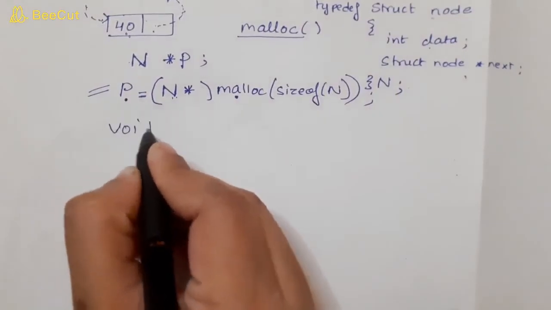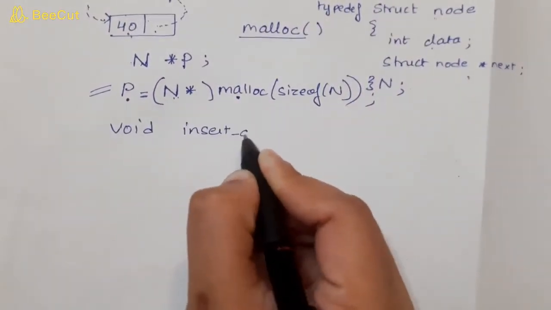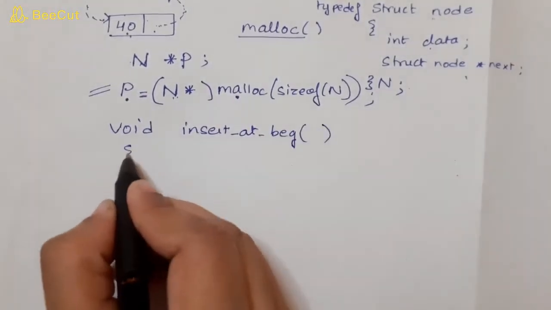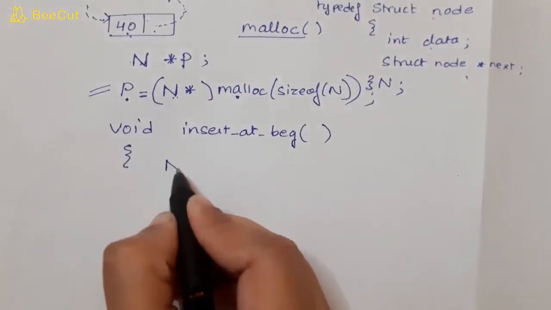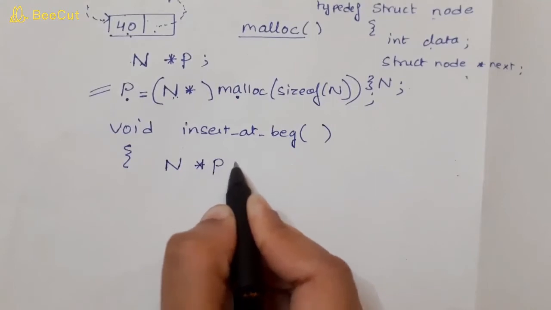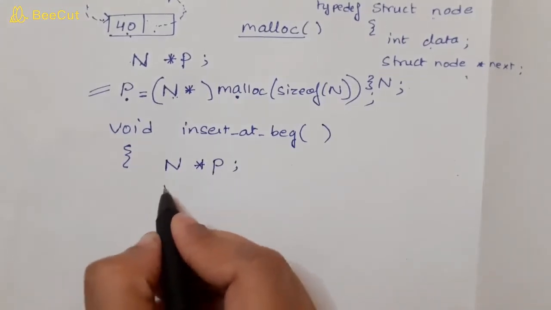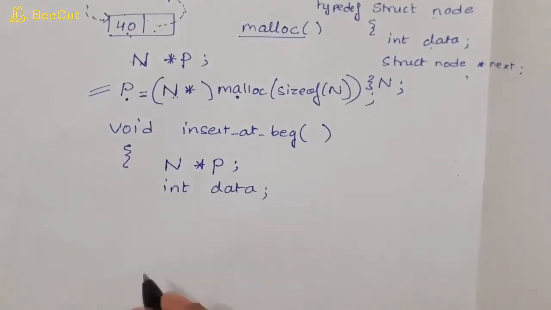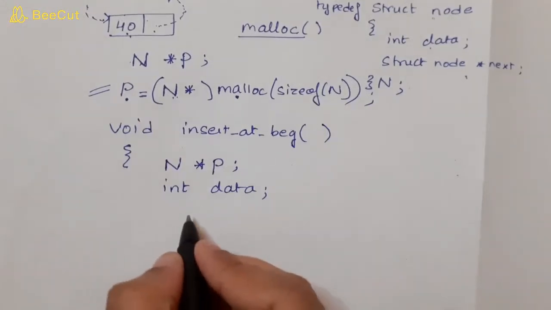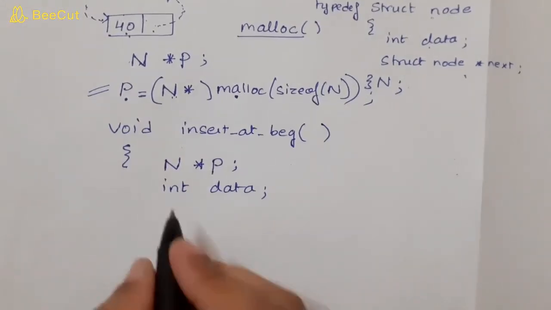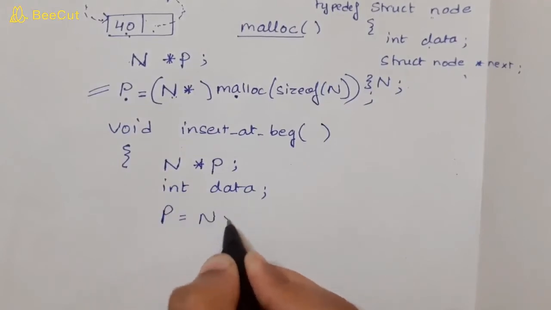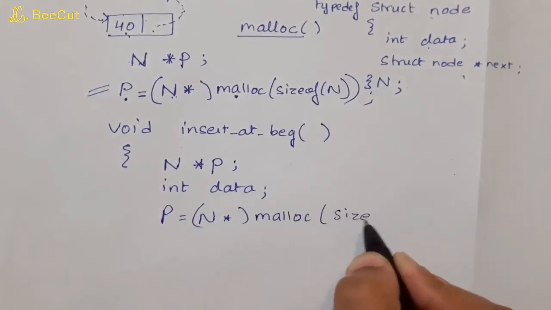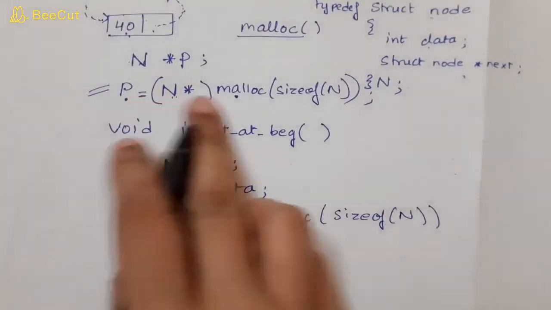So I'll write the function void insert at beginning. Okay, what do I need? I need to take one variable p, which will point to the newly created node. The second thing, I need to insert data. Data I'll ask from the user, whatever value he'll give, that we'll insert. Okay, now the next thing is I'll assign memory allocation to this newly created node by using the malloc function. So I'll write the same statement which I have written above.